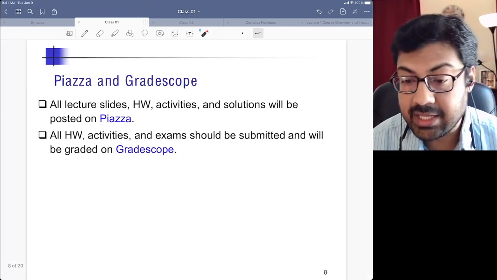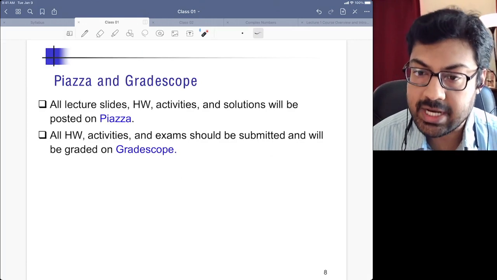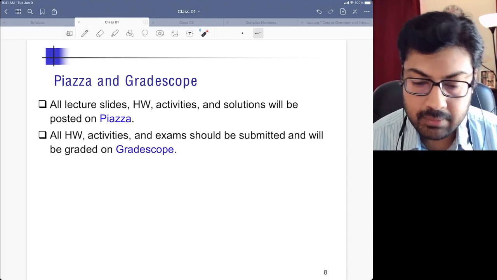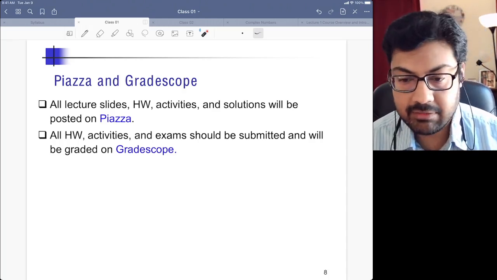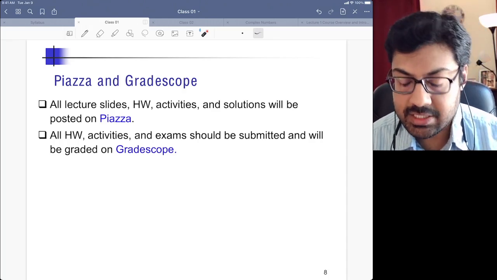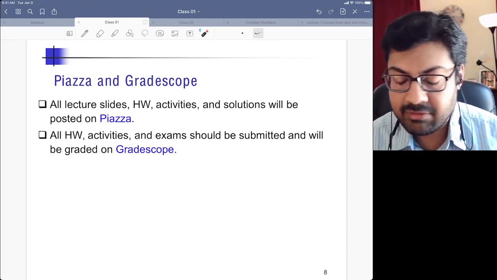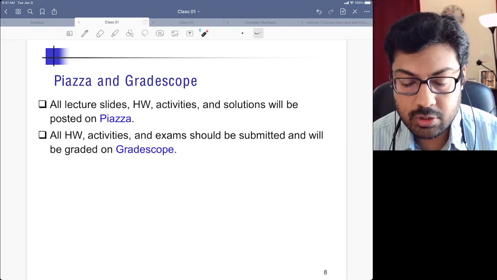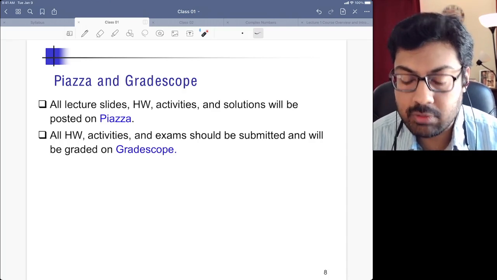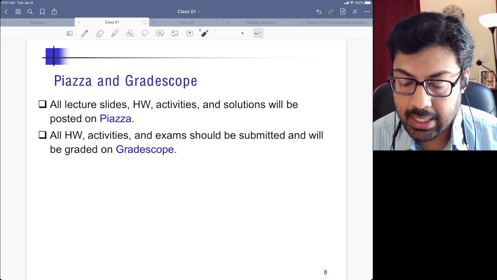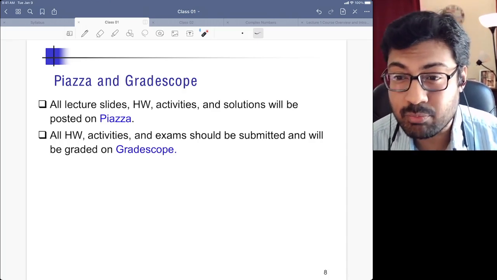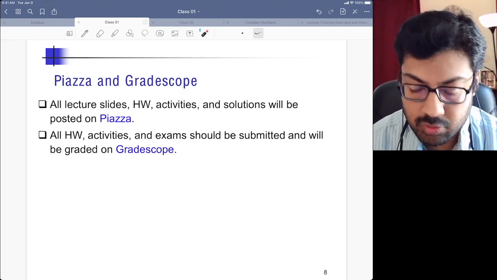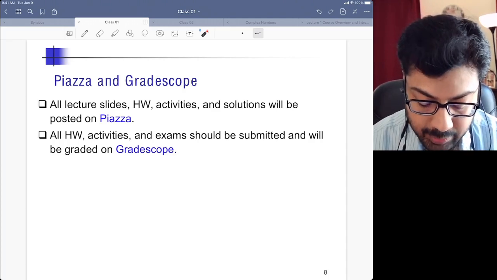Okay, Piazza and Gradescope. These are two tools that I use a lot. Piazza is sort of my one-stop shop for all the course material: homework solutions, activity solutions, lecture slides before class, lecture slides after class, back exams, solutions. Everything is organized and put on Piazza. So go on Piazza, look under resources, and you will find all these sections. My guess is most of you have already done that with me on Piazza already. So you should be comfortable with that.